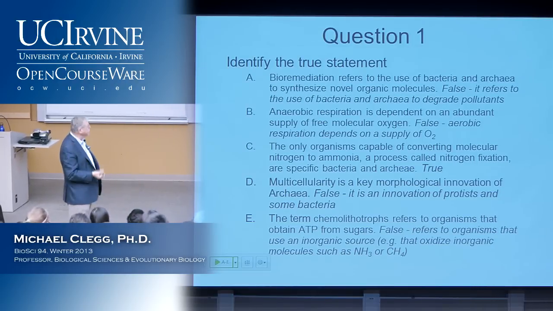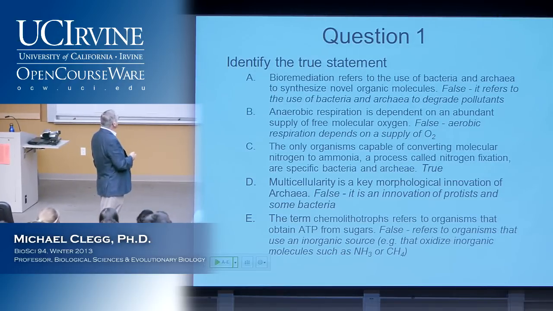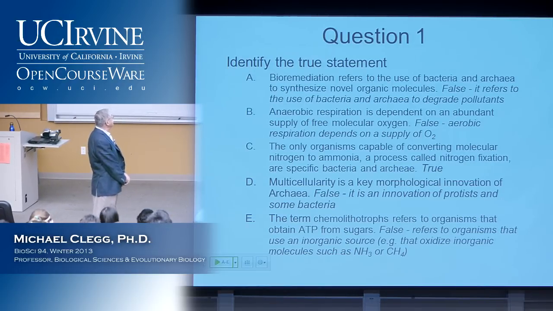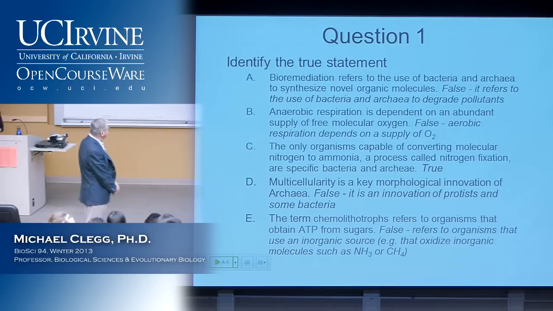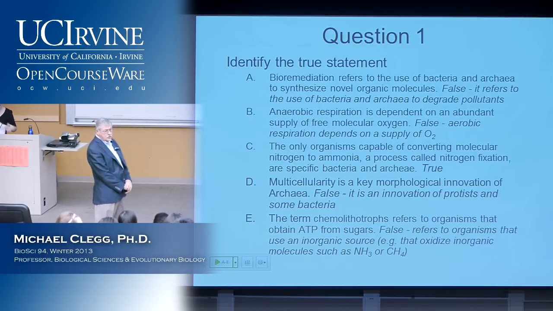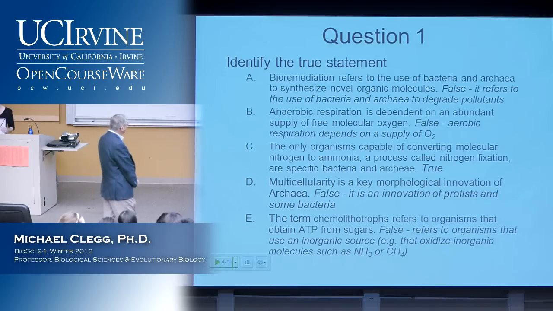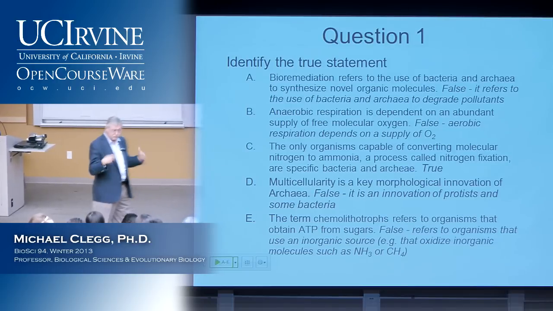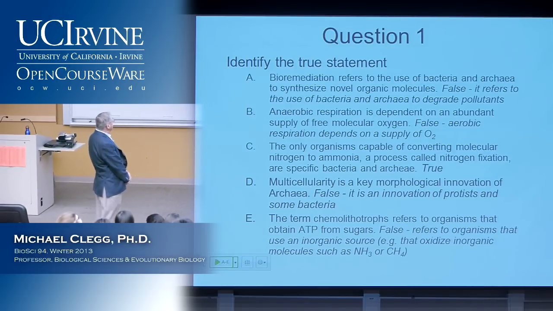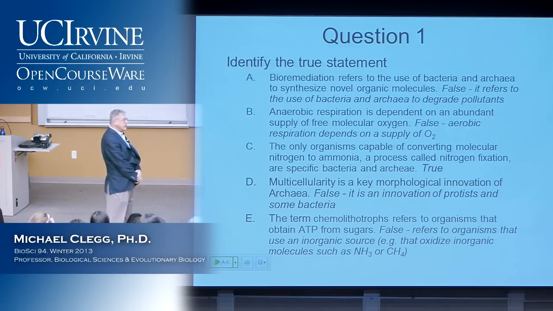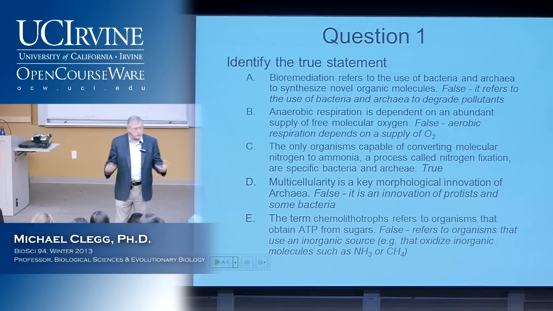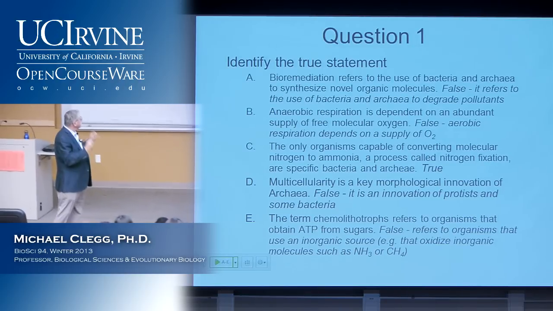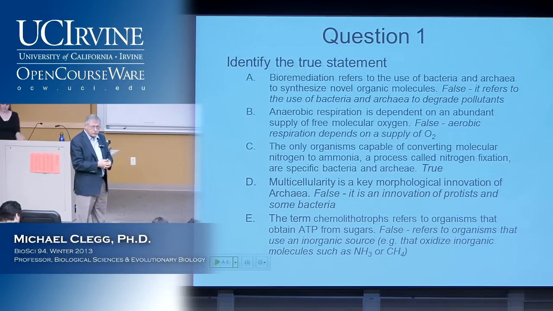You have to remember anaerobic versus aerobic. C, the only organisms capable of converting molecular nitrogen to ammonia, a process called nitrogen fixation, are specific bacteria and archaea. That's true. We talked about that. Multicellularity is a key morphological innovation of archaea. False. Archaea are not multicellular. The term, or at least so far as we know at this point in time, we're still studying archaea, the term chemolithotrophs refers to organisms that obtain ATP from sugar. False. I made a point of telling you lithotrophs are organisms that obtain ATP from inorganic molecules, okay?